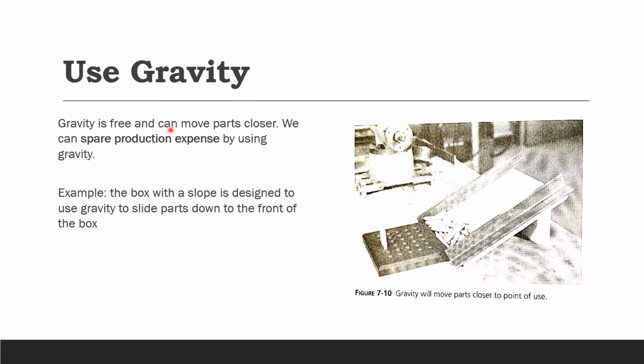The next thing is, as much as you can, you're going to use gravity because it's free and you can move parts closer. You can also spare production expense by using gravity. For example, when you look at this example, gravity is moving parts closer to the point of use. So you can see this box with a slope, and it's totally designed to use the gravity to slide parts down to the front of the box, okay?